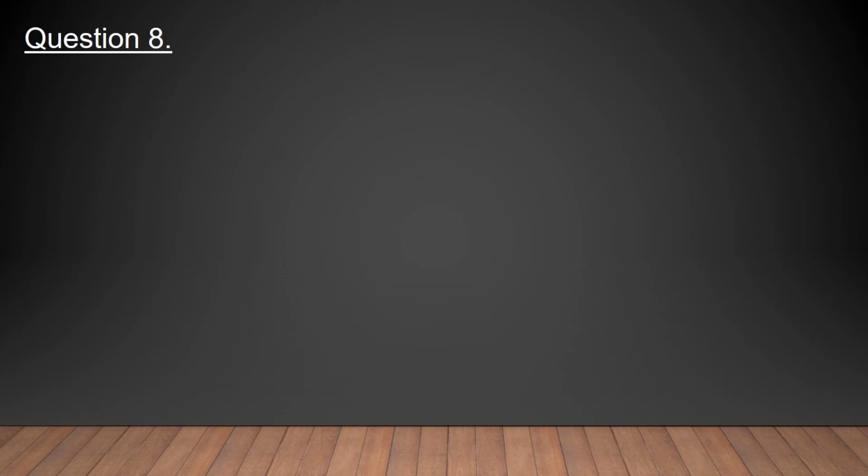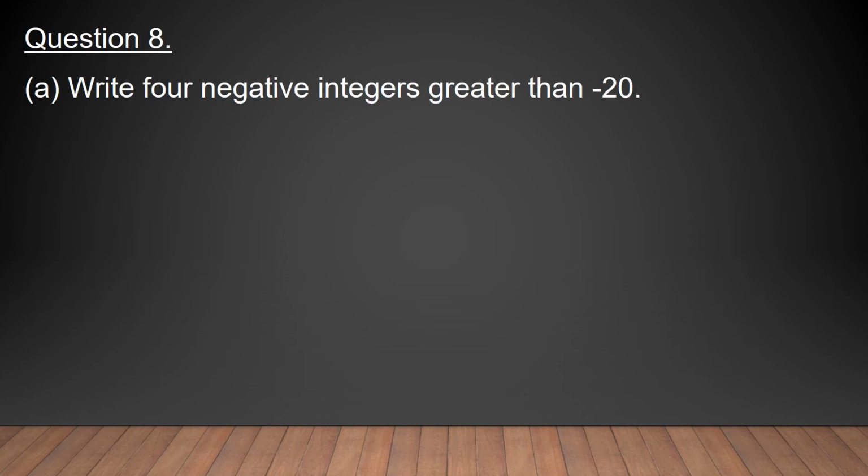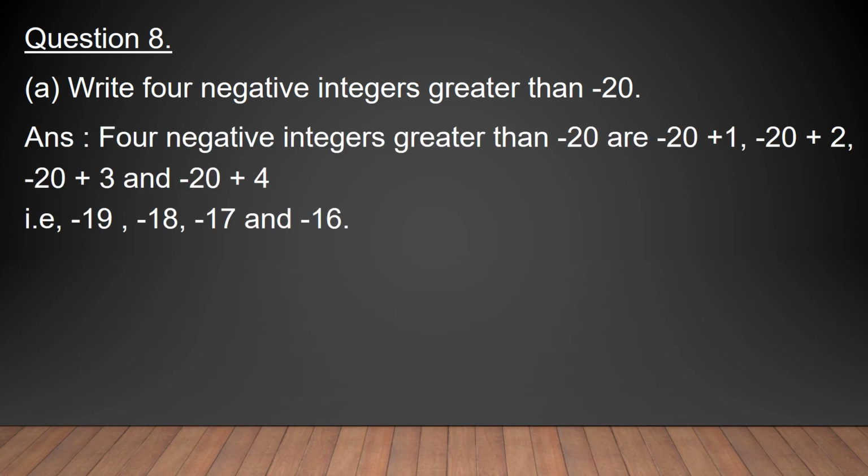Question number 8. Write 4 negative integers greater than minus 20. So to find an integer greater than a given integer, you have to add 1 every time. Here the answer is 4 negative integers greater than minus 20 are minus 20 plus 1, minus 20 plus 2, minus 20 plus 3 and minus 20 plus 4. That is minus 19, minus 18, minus 17 and minus 16.